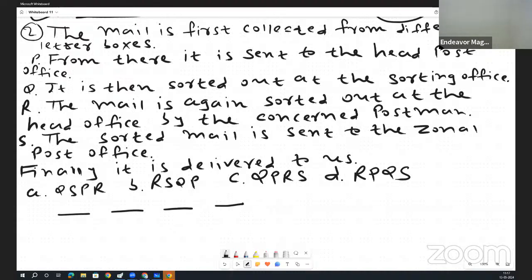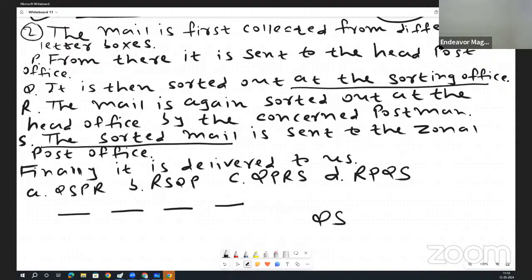Q, it is then sorted out at the sorting office. R, the mail is again sorted out at the head office by the concerned postman. The sorted mail is sent to the zonal post office. What could be the next sentence, students? The sorted mail, students. So where is the mail sorted? At the sorting office, right? So QS is the correct combination.